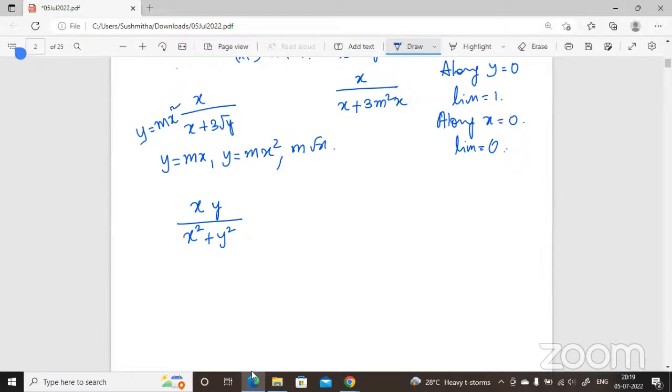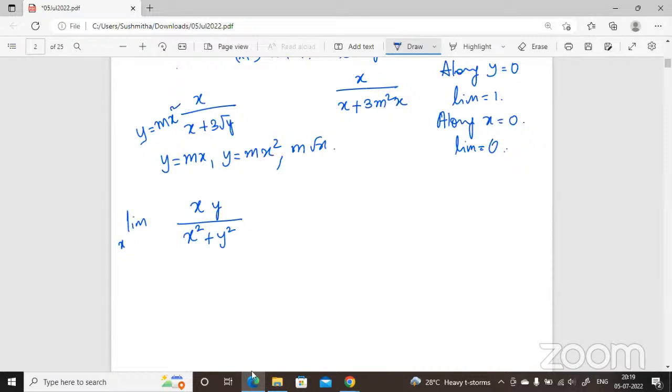No. I already have a quadratic term in the numerator and then I have a sum of two quadratic terms. So I can easily put y is equal to mx and the limit will not exist. Along each line, I'm going to get a different limit, right? Okay, so we are calculating the limit as x goes.